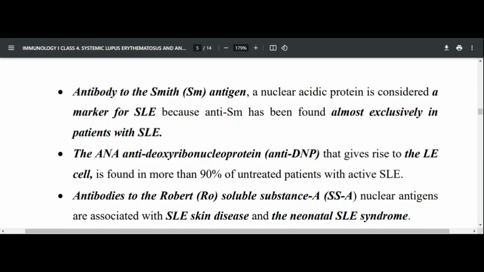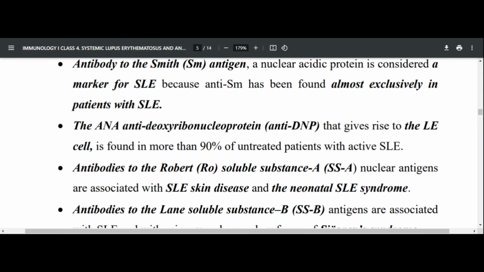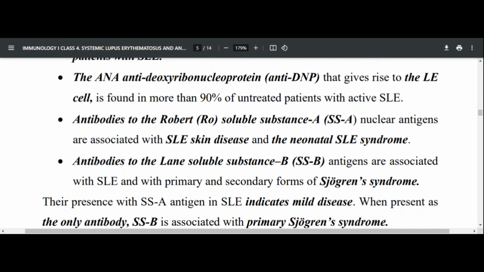Also, other antibodies that are found in systemic lupus, all of them, as you can see, are antinuclear because they are all found to detect, target, or be directed against nuclear antigens. So they are called antinuclear antibodies. Antibody to the Ro, so we call them anti-Ro antibodies, and also anti-soluble substance A, those are also antibodies against the nuclear antigen. Anti-Ro, as you remember, are also found in what we call neonatal lupus.